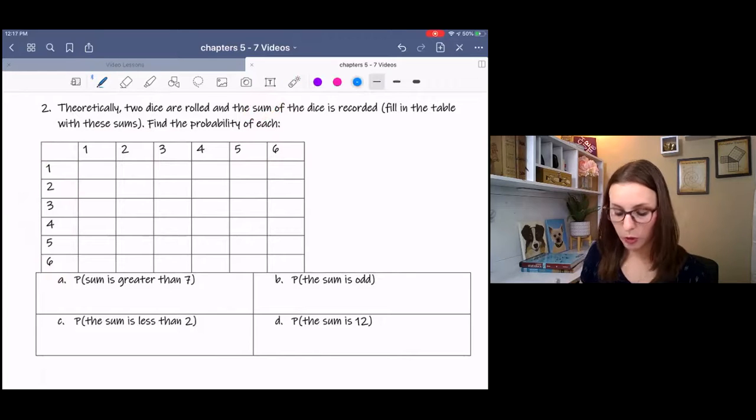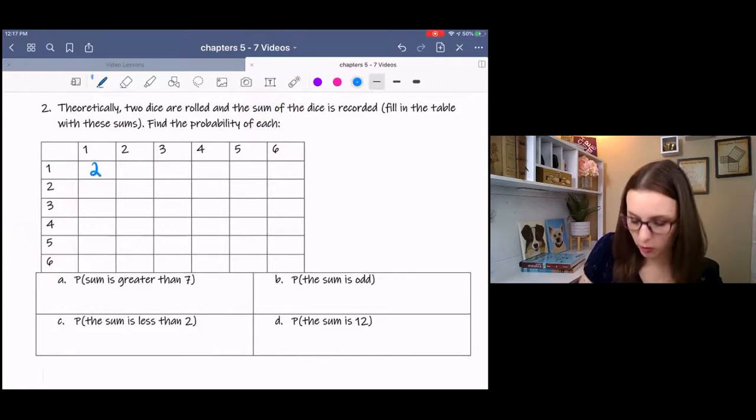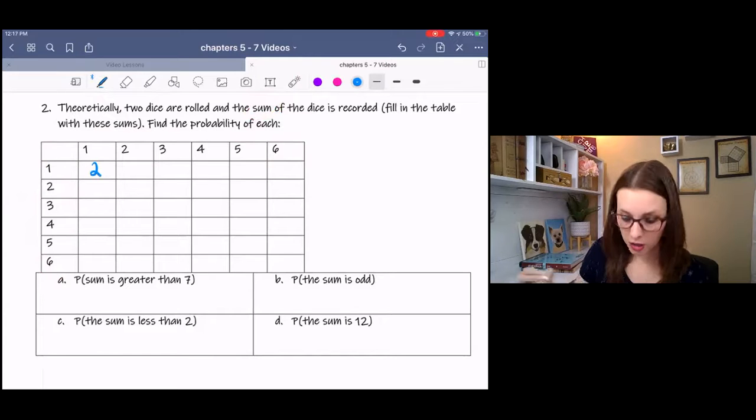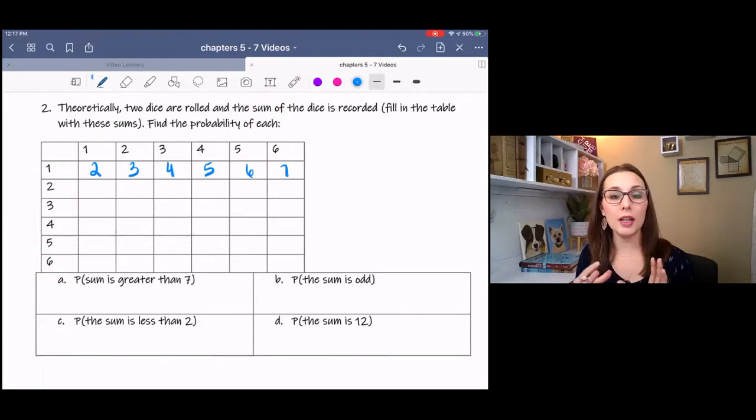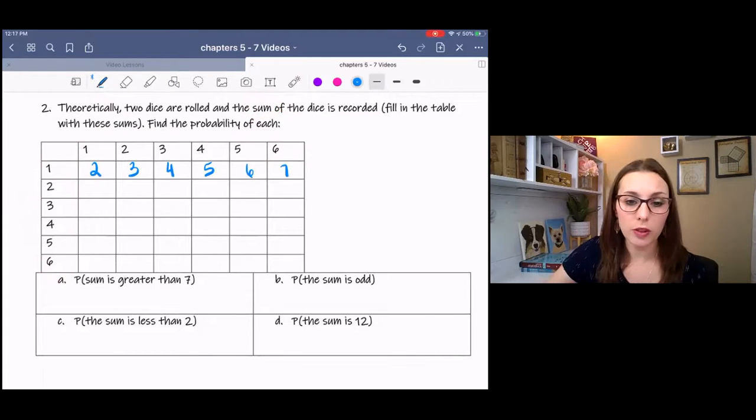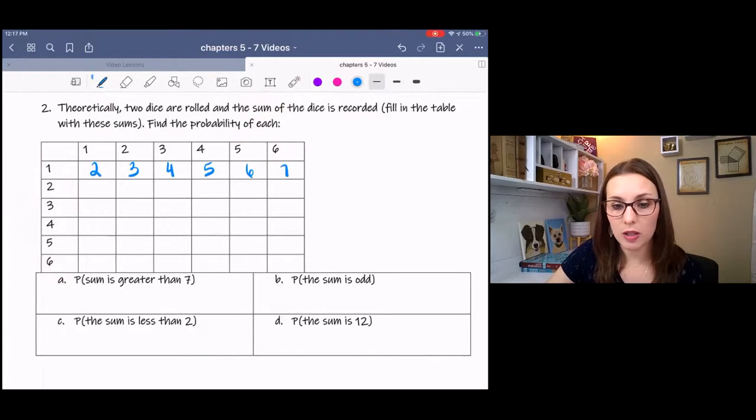So if we were to roll the dice and we were to get 2 1s, that would be a 2. If we were to get a 1 and a 2, that would be a 3, 4, 5, 6, 7. So inside is the sum. So go ahead and fill out the rest of the table and come back to check it.